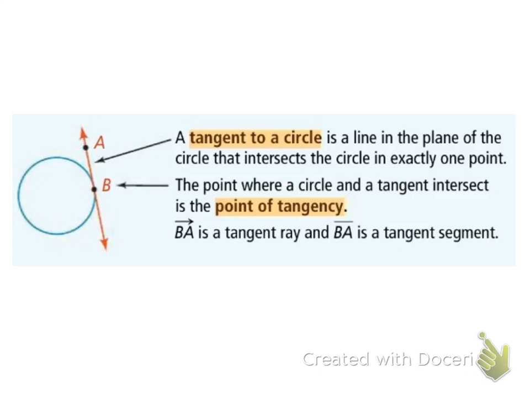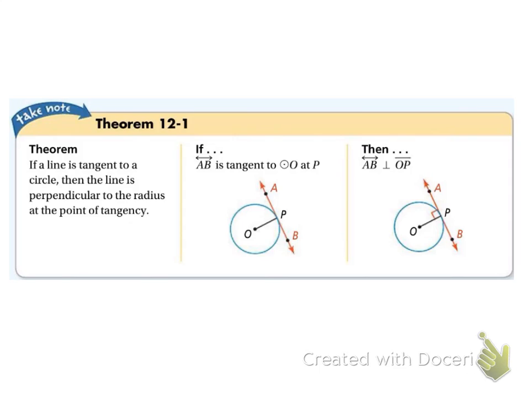And that point B, where the circle and the line intersect, that's called the point of tangency, okay? If it only intersects once, there's only one point of tangency. So we have a theorem that if we have a line tangent to a circle, in this case at point P, then the radius, if you connect from the center to P, so this radius here, and our tangent line are perpendicular. Okay, so whenever you have a tangent line, it's perpendicular to one of your radii.